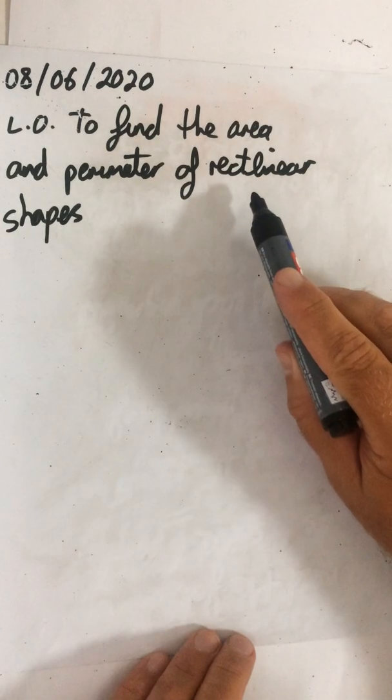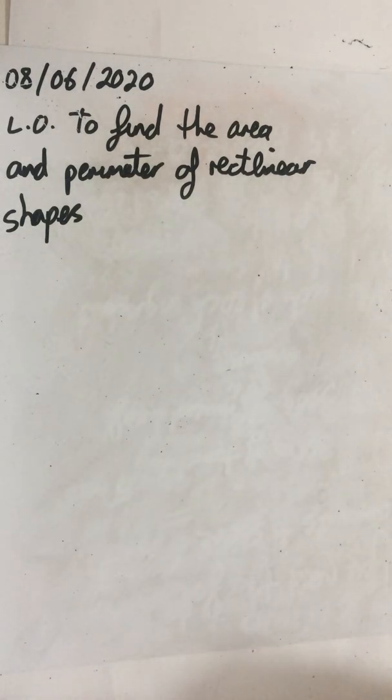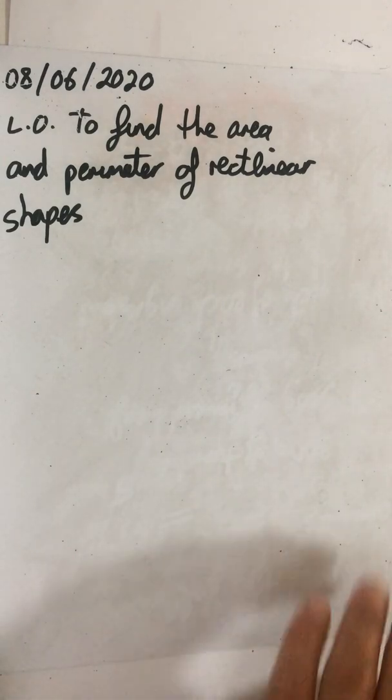Okay. This would be rectilinear, L-I-N-E-A-R. So some of this we've done before. Let's just start off by looking at area and perimeter of a rectangle. And rectilinear is just sort of rectangular based shapes.